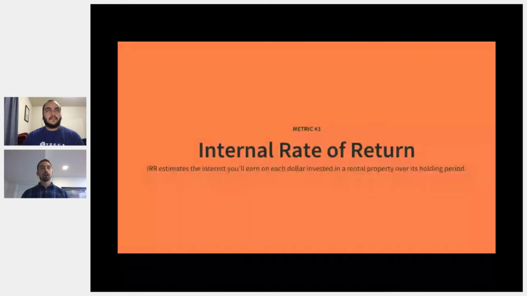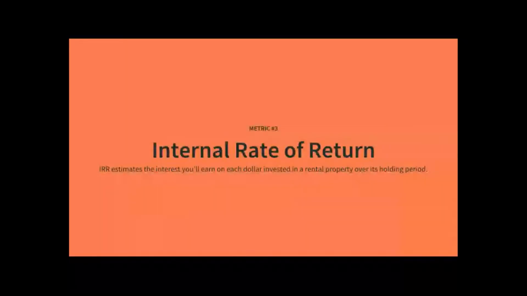We're going to move on to the internal rate of return, or IRR. This is a more sophisticated metric, essentially to accompany a cap rate, to give you an estimation of what you'll earn on each dollar invested in a rental property over its holding period. Whereas cap rates only consider income, the IRR formula is much more complex to include things like appreciation and mortgage paydown over time. So this means it's a much more accurate investing metric.